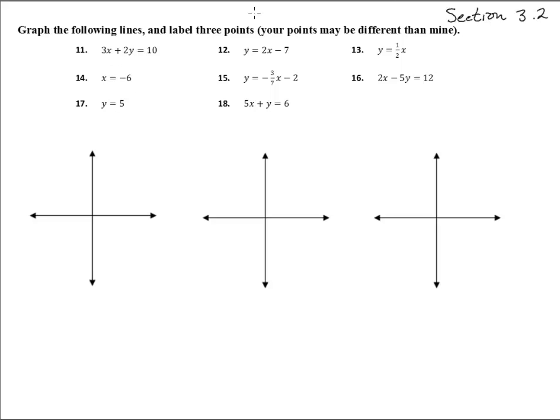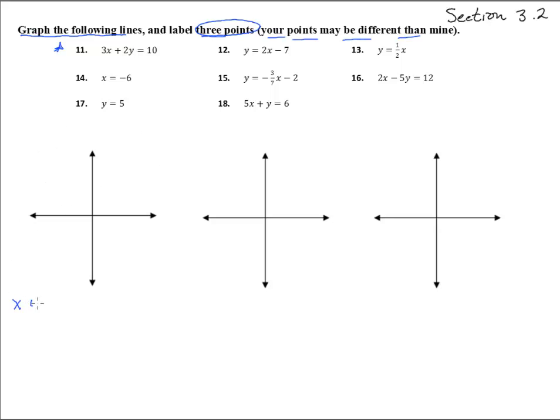Here we are in section 3.2 with numbers 11 through 18. So let's start right here. Graph the following lines. And we've got to have 3 points. Now, since we can pick any points, it could be different than what's in the textbook, but we should have the same line either way.